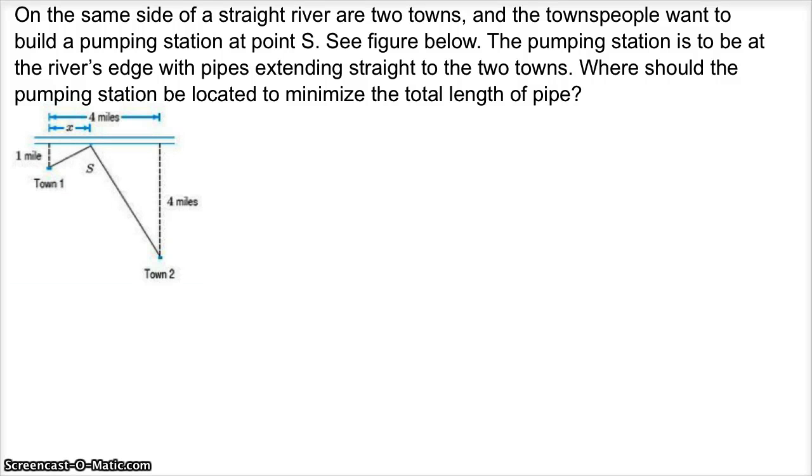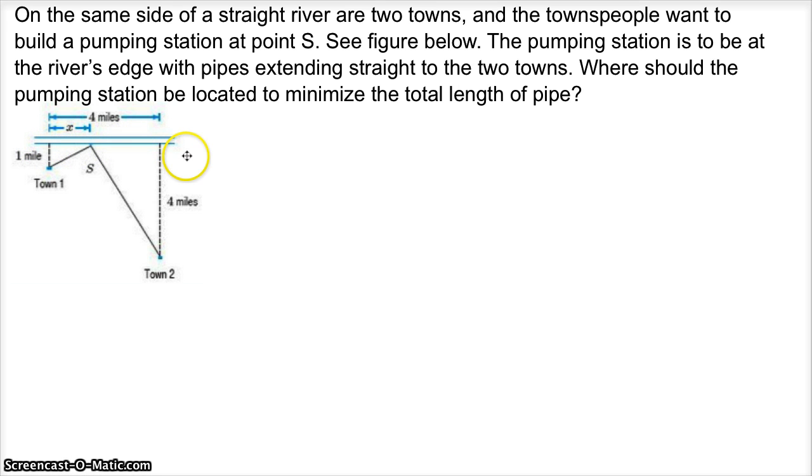We're going to look at another optimization problem. On the same side of a straight river are two towns. So you notice my drawing here. Here I have town 1 and town 2 on the same side. I know that this is 4 miles, and it's just a linear distance there.